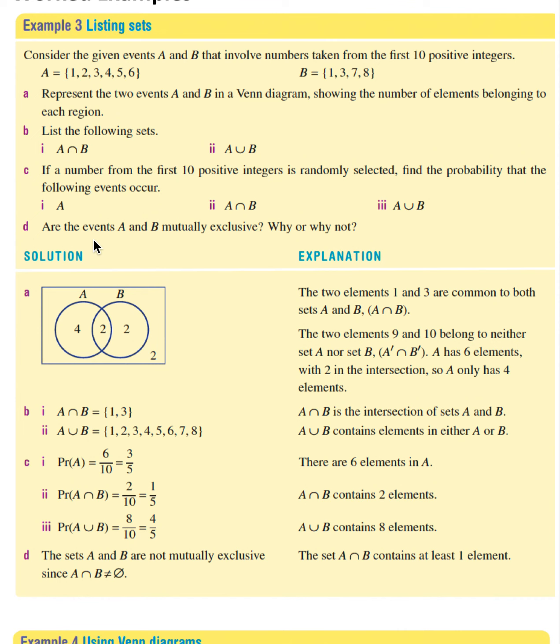Our last part: are events A and B mutually exclusive, why or why not. So the sets A and B are not mutually exclusive, since A and B is not empty. For them to be mutually exclusive, it means we would have no crossover in this center bit. Because there are elements that belong in both sets, they are not mutually exclusive.